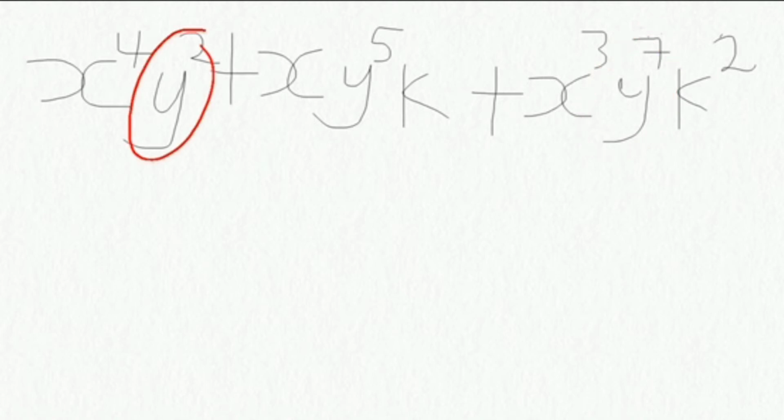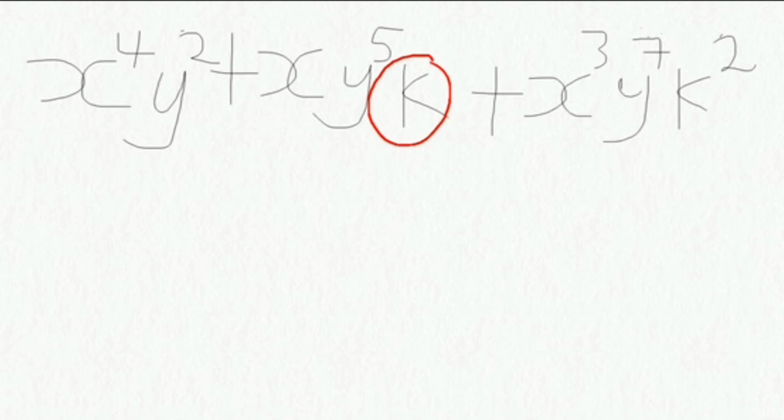What about k? Is k common to all the 3 terms? We do not have k here. We only have k in this term and this one. But k is not appearing in this term. So k will not join the highest common factor of the coefficients. Let's write them down here.